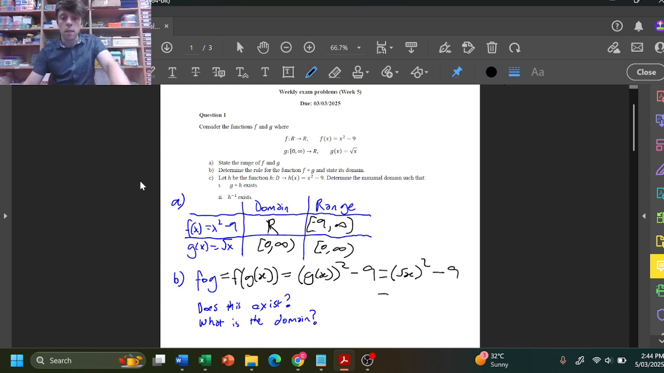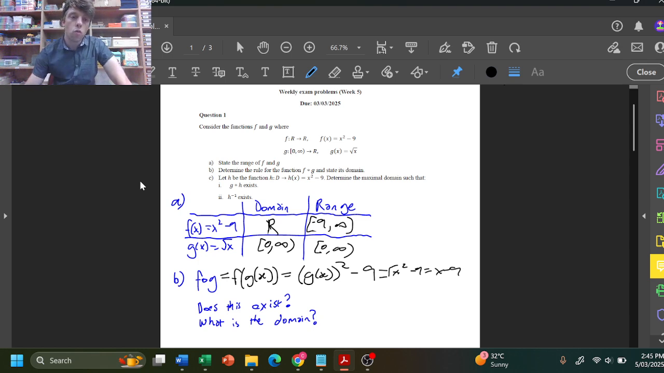Now, the question is, does this actually exist? So does the square root of x squared minus 9, which is x minus 9, does this function exist? Well, how can we check? In order for a composite function to exist, the range of the thing on the inside, so we're going to put in a value of x, we're going to get out a value from g of x, so that's going to be our output of the internal function. That output is then going to be the input for the external function. So that means that the range of g needs to be a subset of the domain of f.